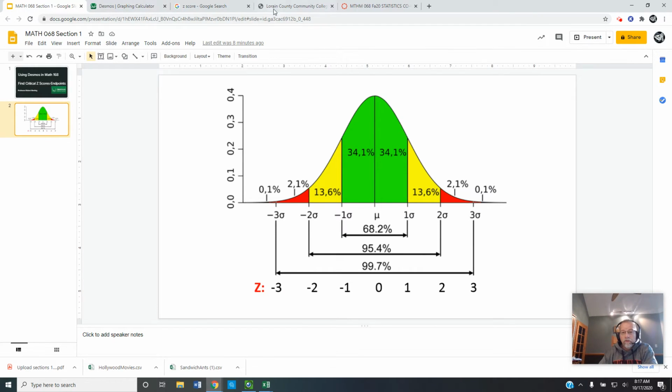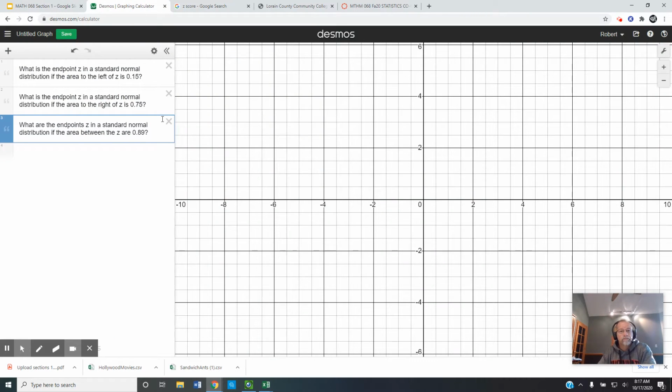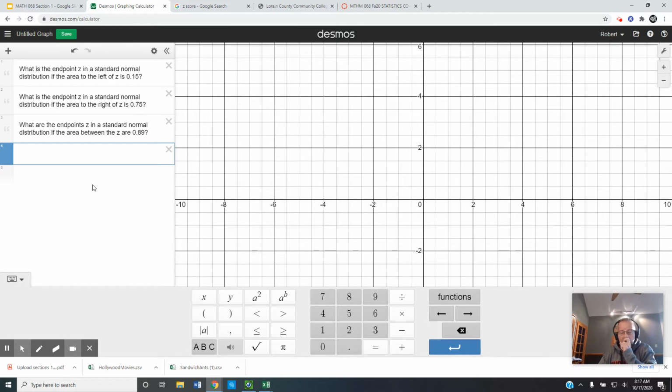So in other words, for instance, if I knew I had 68.2% area, could I come up with a cut score of -1 and +1 for my z standard deviations? Well, let's go see what happens when we try that. I've got some notes off here to the side. Don't pay attention to those right now. We'll deal with them. So how can I do that?